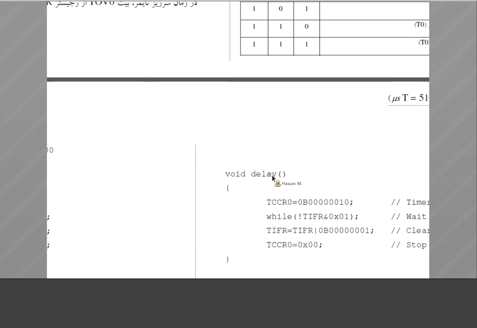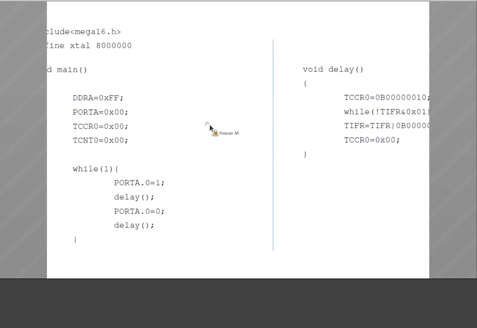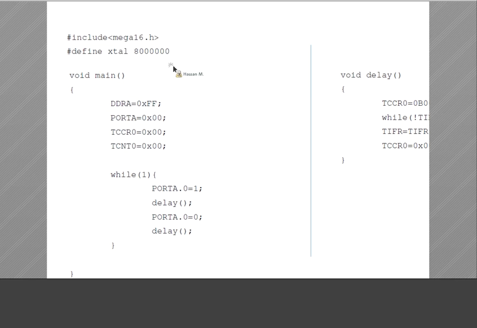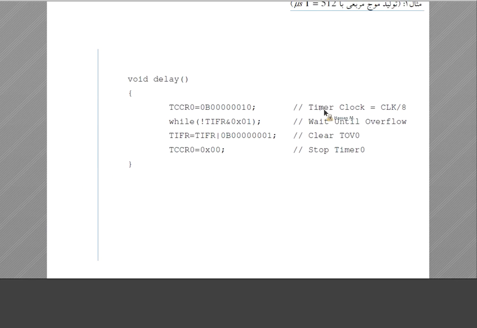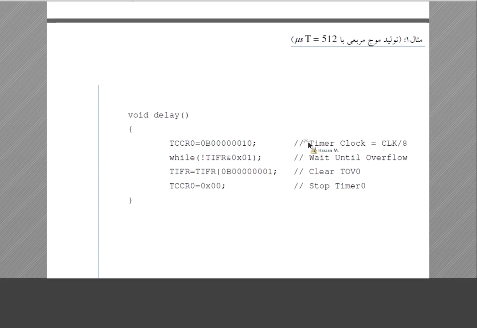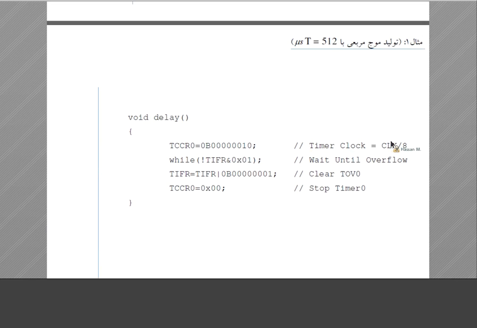Okay. Our crystal is 8 megahertz. When we divide it by 8, the timer clock is 1 megahertz. 8 megahertz divided by 8 means 1 megahertz. That means each time interval, each T cycle, is 1 microsecond.